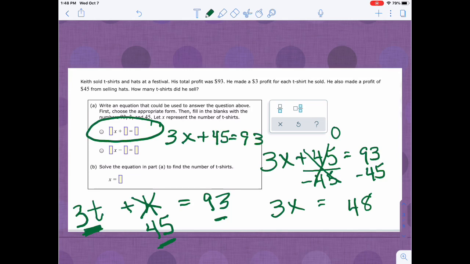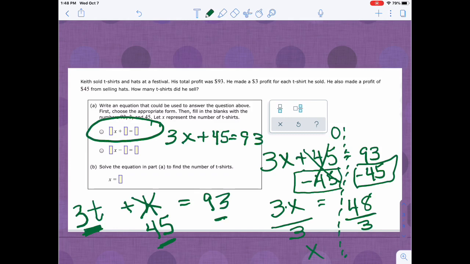To get rid of 3 times something, I divide, because dividing is the opposite of times. I have to do that on both sides. I'm not sure I explained that up here either. I'm not changing anything as long as I keep balanced, right, in my equation. So I can divide by 3 on both sides, get x equals 48 divided by 3 is 16. So the answer should be 16 t-shirts. I could go back and check that by saying 16 times 3 is whatever it is, plus 45, and that should be 93.